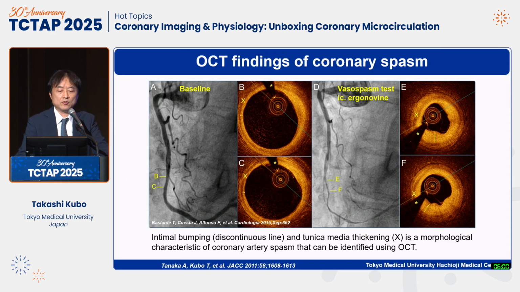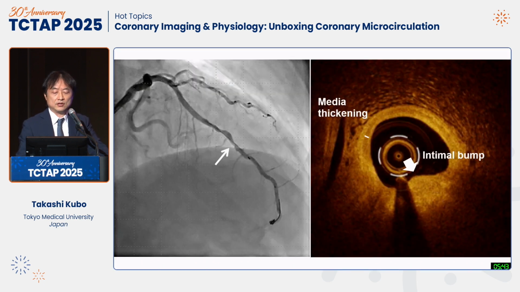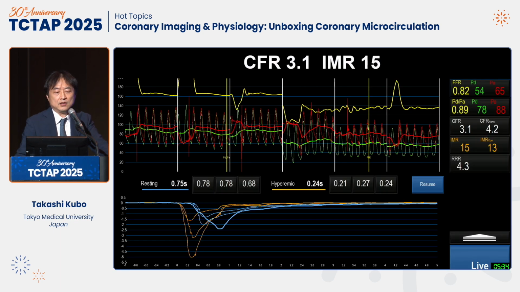Previously, we reported OCT images of coronary spasm. Intimal bump and tunica media thickening are morphological characteristics of coronary artery spasm that can be identified using OCT. So in this case, OCT suggested the presence of vasospasm. Subsequently, we measured physiological testing: CFR 3.1, normal range, a little bit reduced, but IMR 15, normal range.